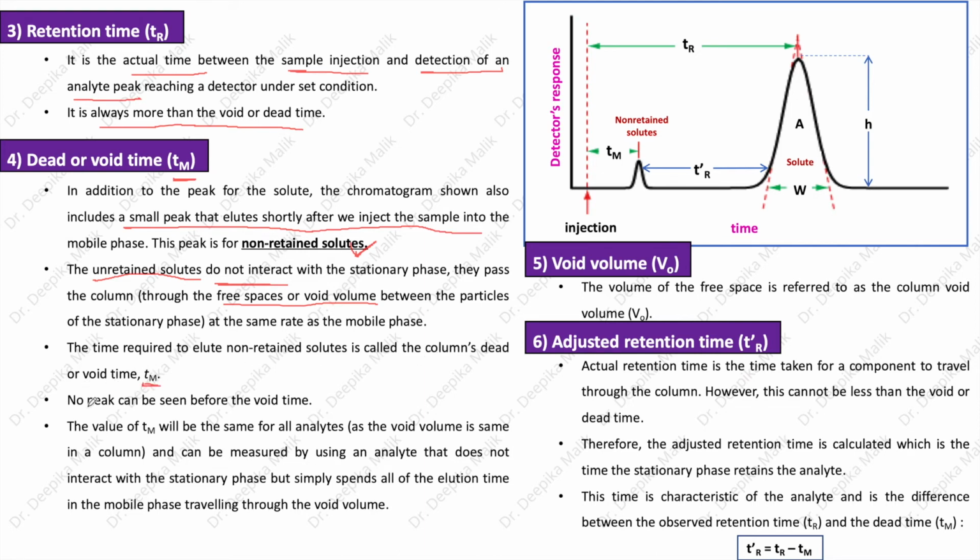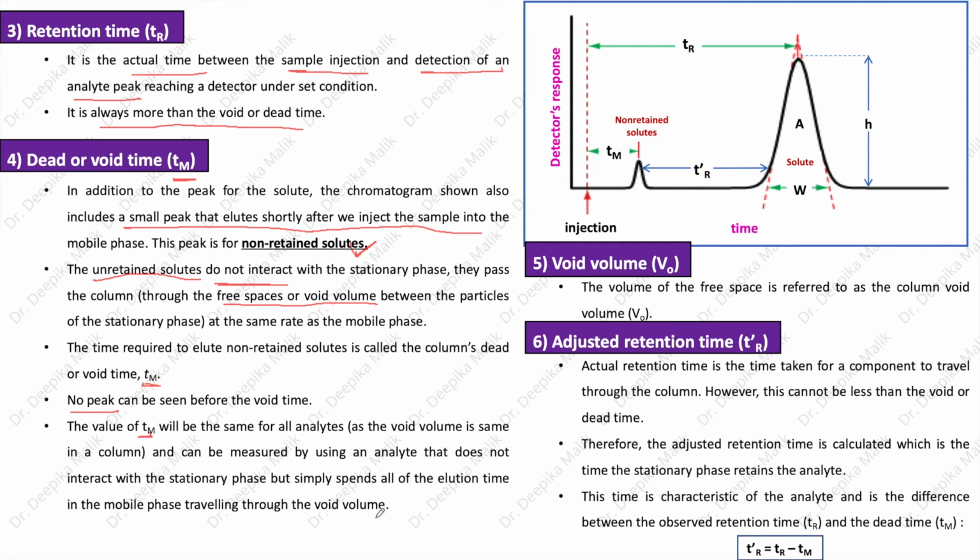No peak can be seen before the void time. The value of dead or void time will be the same for all analytes as the void volume is the same in a column, and can be measured by using an analyte that does not interact with the stationary phase but simply spends all of the elution time in the mobile phase traveling through the void volume.